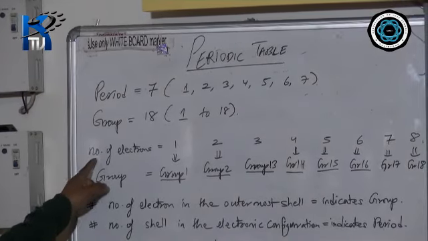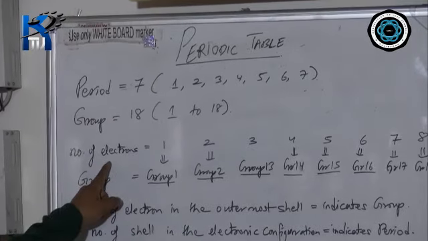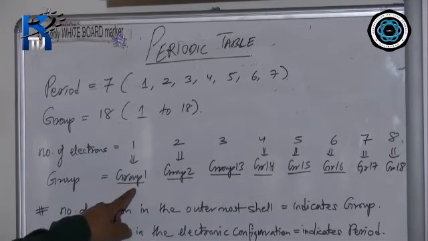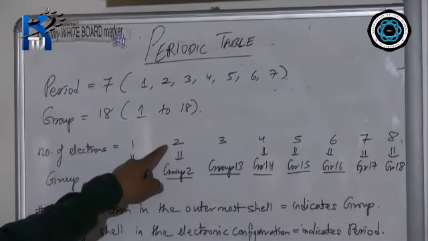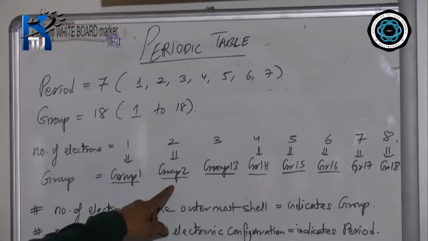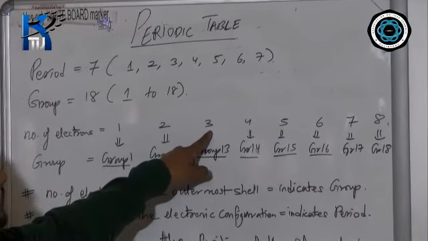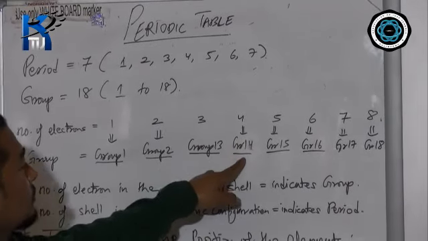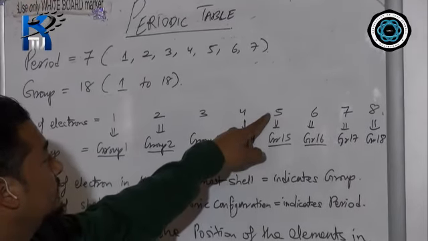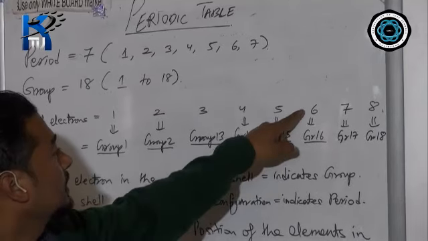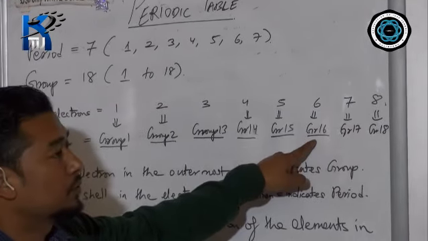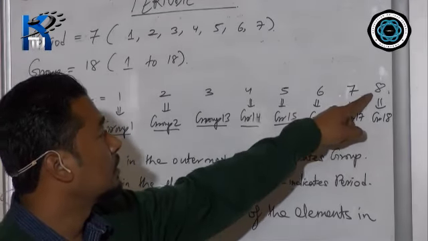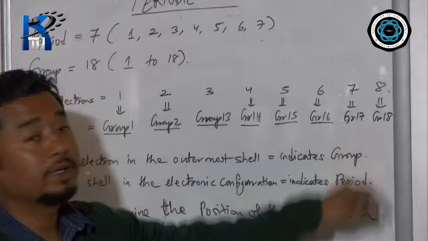So do remember, if the number of outermost electrons is 1, then the element belongs to group 1. If the outermost electrons are 2, it belongs to group 2. If the outermost electrons are 3, it belongs to group 13. If 4, group 14. Outermost electrons 5, group 15. Outermost electrons 6, group 16. Outermost electrons 7, group 17. Outermost electrons 8, group 18.